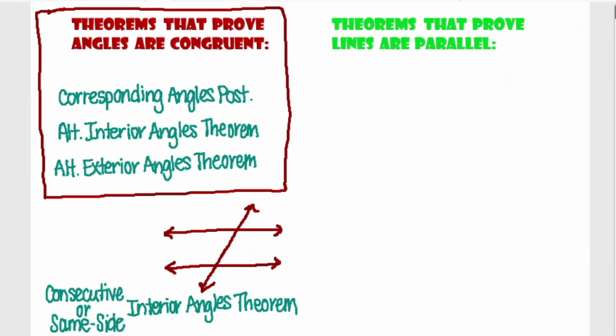So these are the theorems, postulates, that prove that angles are congruent. The ones that we learned last time, you would only use those if you were given some parallel lines. That's the only time you're allowed to use any of those. And the reason that you would use those is if you were trying to tell us something about some angles being congruent, right?